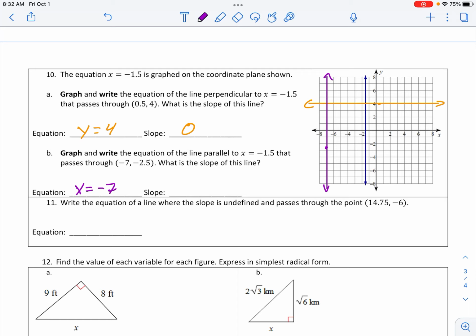And then the slope of that is undefined. Since it's vertical, there is no run. There's rise, but there's no run. And because there's no run, you can't divide by 0, so we say it's undefined.